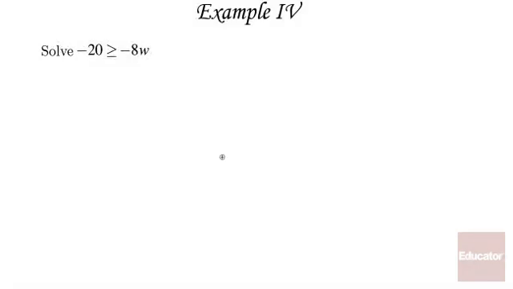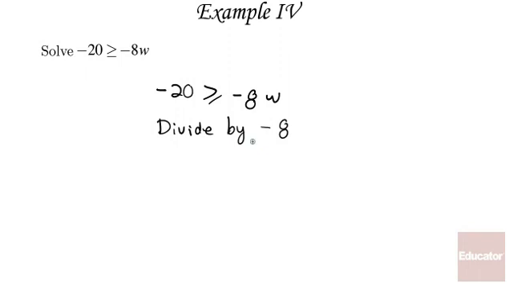Okay, next we're asked to solve negative 20 is greater than or equal to negative 8w. So negative 20 is greater than or equal to negative 8w. So I stop and look at what I have to do. Isolate the w. In order to do that, I need to divide both sides by a negative 8. Since I'm dividing by a negative number, what I need to do is also reverse the inequality symbol.